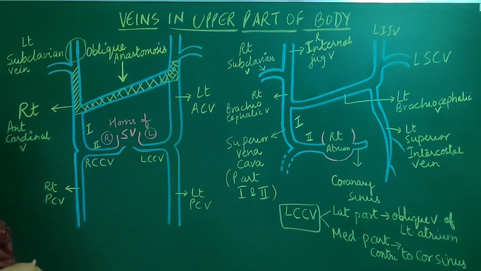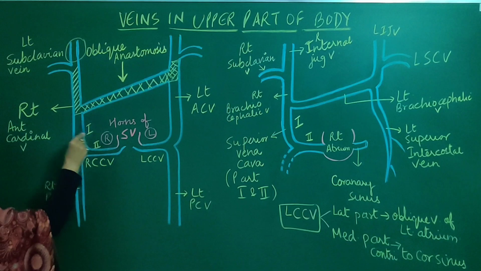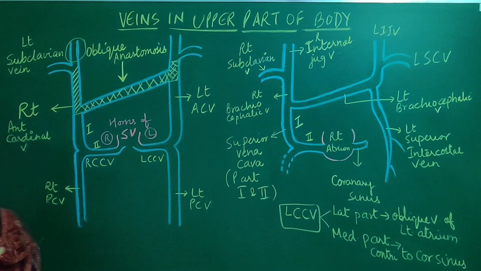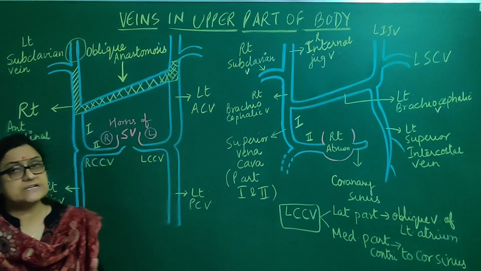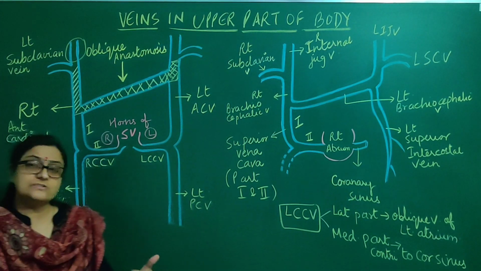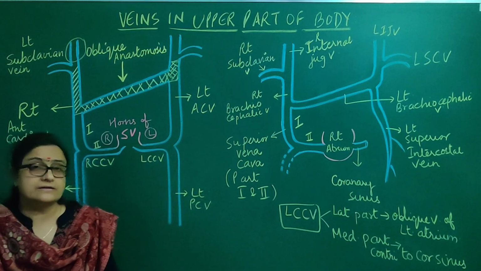Now what about this remaining area? This remaining area on the right side. See what happens after some time, there is a shunting of blood from the left to the right side. So left side structures mostly regress and the larger part of the blood has to be shunted to the right side.